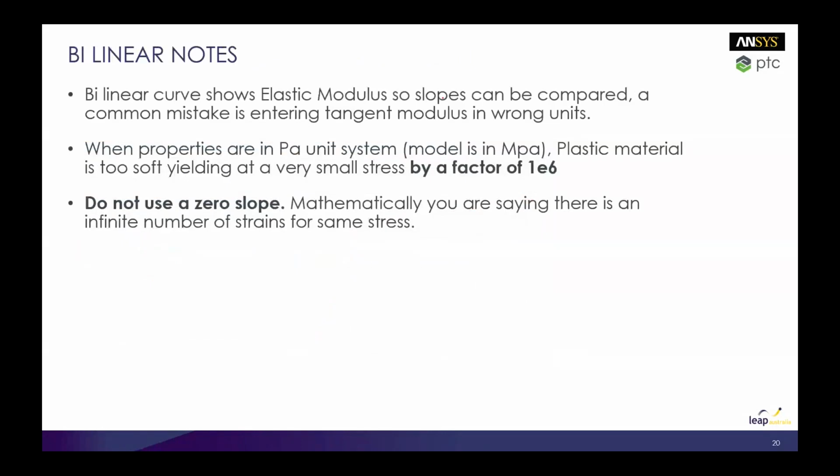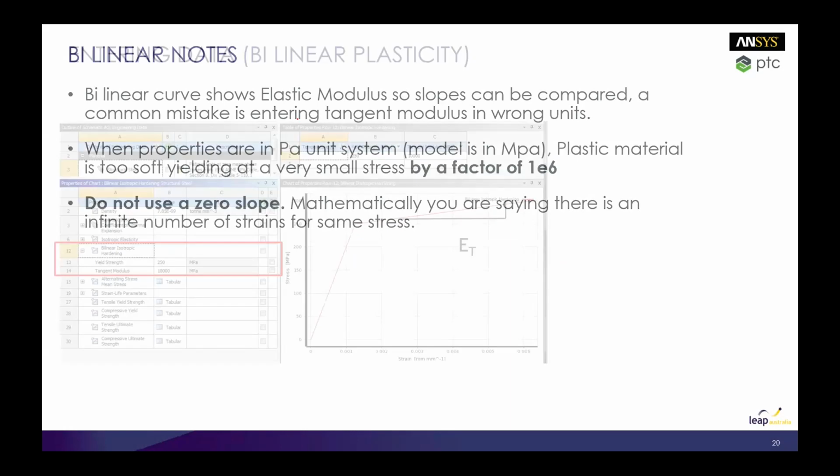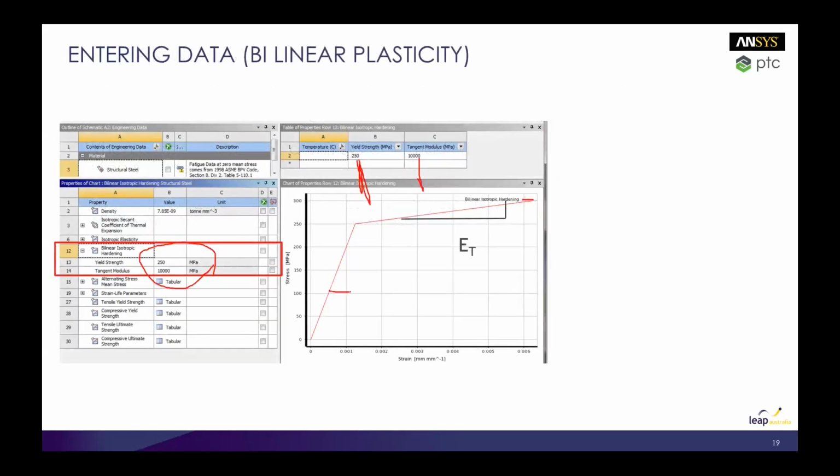When you enter the bilinear curve, it shows you two slopes. It shows you your elastic slope, which I'll call E elastic, and then it shows the tangent modulus. You should always be able to see two slopes when you're entering a bilinear curve. If you don't, you've done something wrong.